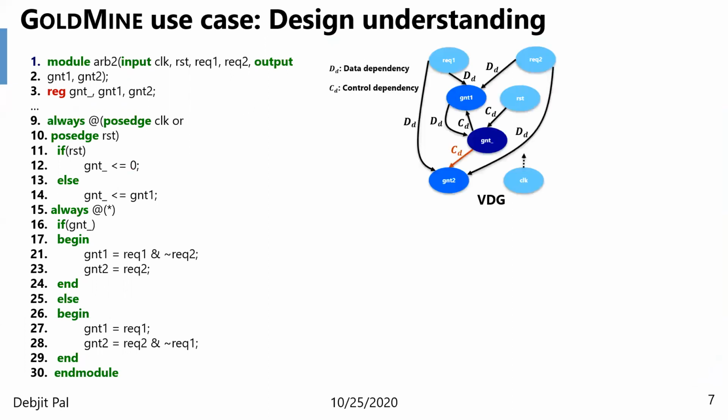To capture both the control and data dependency among design variables, GOLDMINE constructs a variable dependency graph, or VDG, where each node is a design variable and each edge between a pair of nodes is either a control or data dependency. For example, in this 2-port arbiter, there are 7 different design variables, and hence the VDG has 7 different nodes. Each directed edge represents either a data dependency or a control dependency. For example, GNT underscore and GNT2 has a directed edge, which represents that GNT2 is control dependent on GNT underscore.